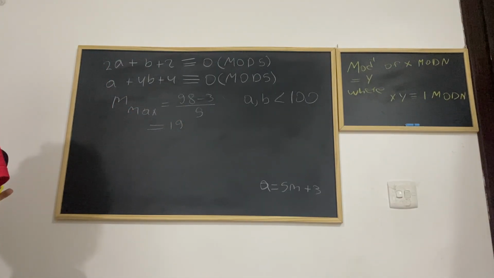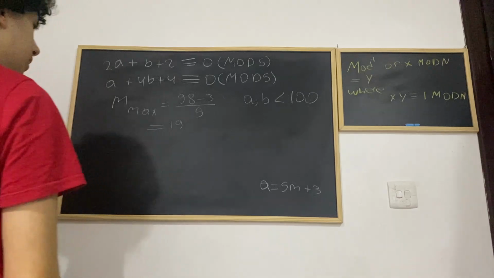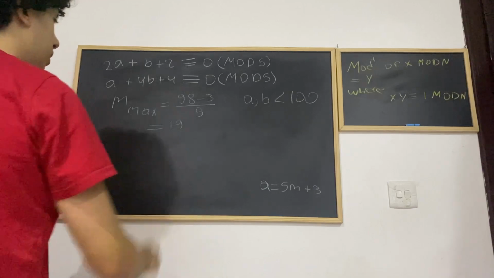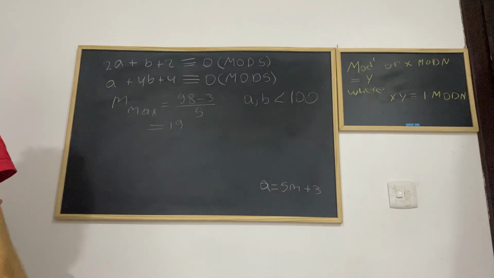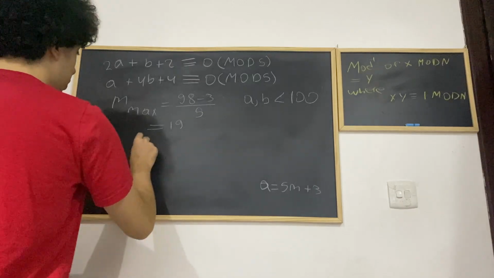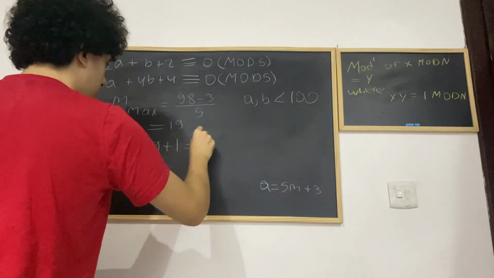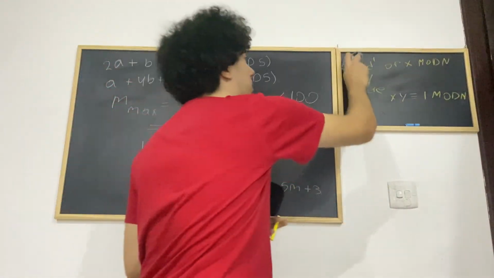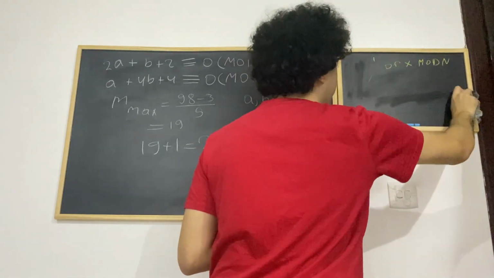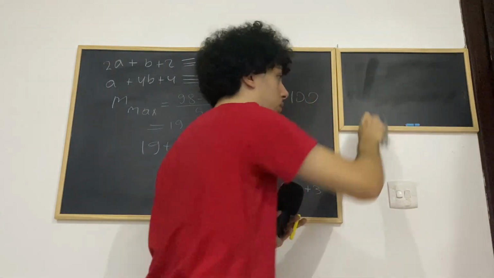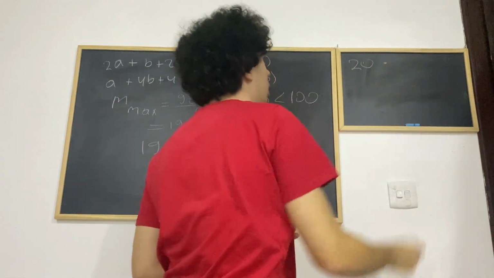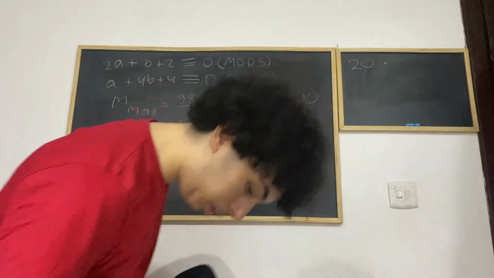And here's the thing. We can't say that the number of possible values of a is 19, because what if m is 0? So m could be 0, 1, 2, 3, 4, 5, 6, 7, all the way to 19 inclusive, meaning that there are actually 20 possible values for a. Now let's write that on this small board here, so we can keep it stored somewhere. So we have 20 values of a, and we're going to multiply this with the amount of possible values for b to get the amount of possible pairs.